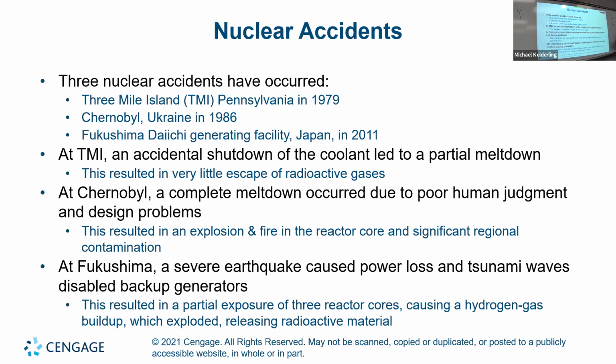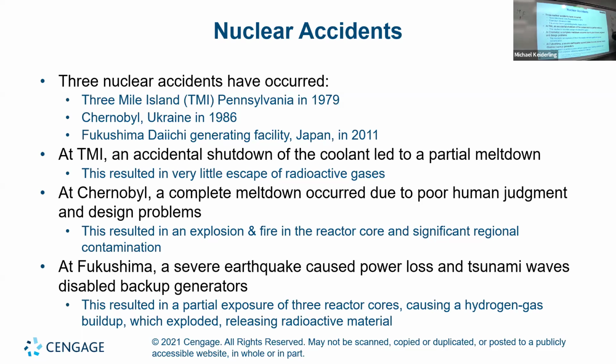Chernobyl was a long, extended series of screw-ups. But a complete meltdown occurred due to poor human judgment and design problems. Three Mile Island was a whole bunch of design issues. Like they weren't consistent on what color meant warning. They had too many warnings, and it wasn't consistent. Like if a light was on, was it a good thing or a bad thing? Their interface was really poorly designed.